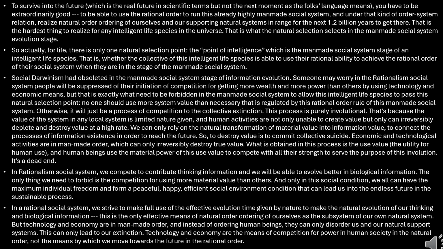In a rational social system, we strive to make full use of the effective evolution time given by nature for the natural evolution of our thinking and biological information. This is the only effective means of natural order ordering of ourselves as the subsystem of our own natural system. But technology and economy are in man-made order, and instead of ordering human beings, they can only disorder us and our natural support systems. This can only lead to our extinction. Technology and economy are the means of competition for power in human society in the natural order, not the means by which we move towards the future in the rational order.